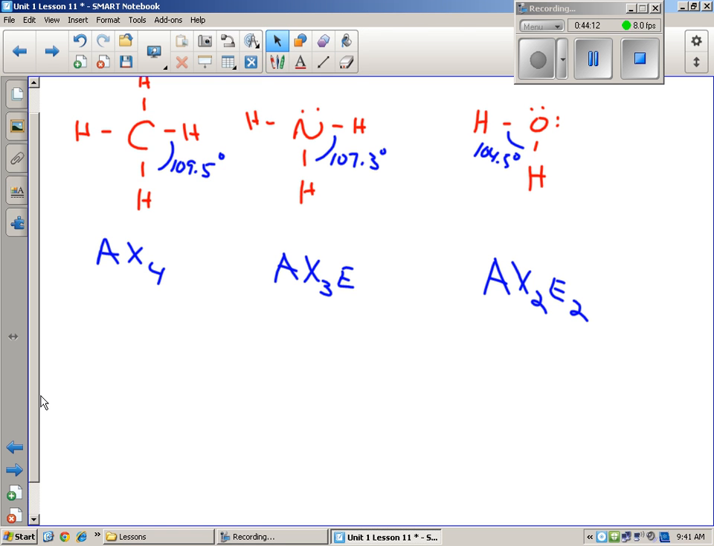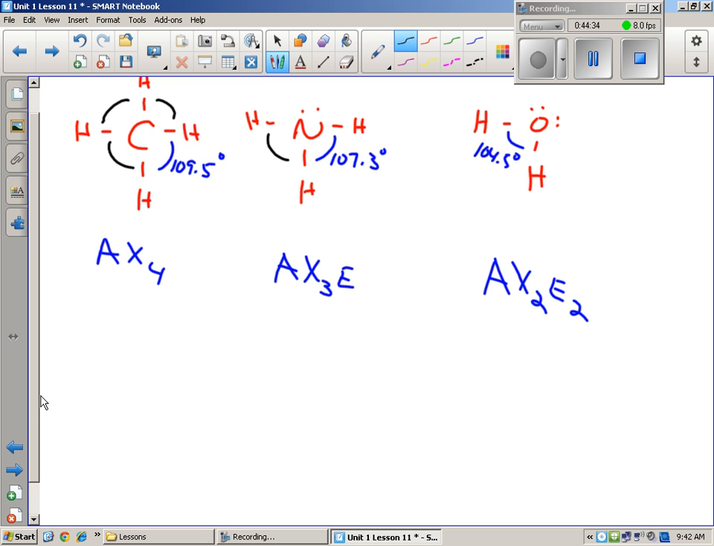The reason is actually up here. This one here, everything's spread out as far apart as possible from each other. AX4. This is 109, that's 109.5, that's 109.5, that's 109.5. It's 100% symmetrical, all the way around. This one is 107.3, 107.3.